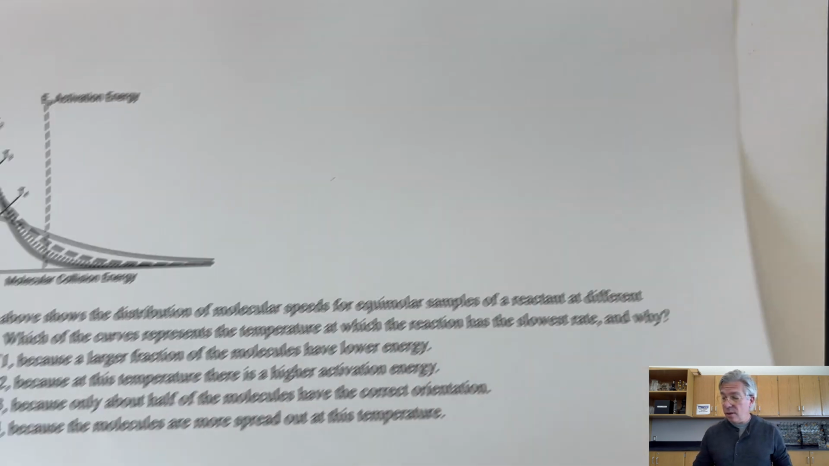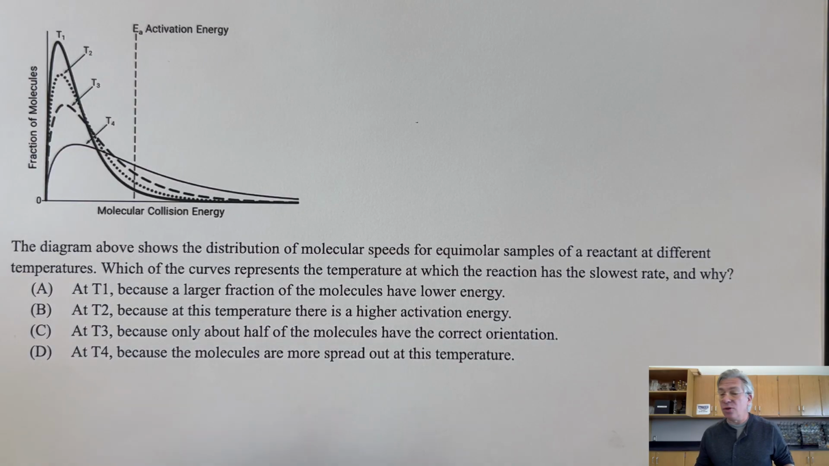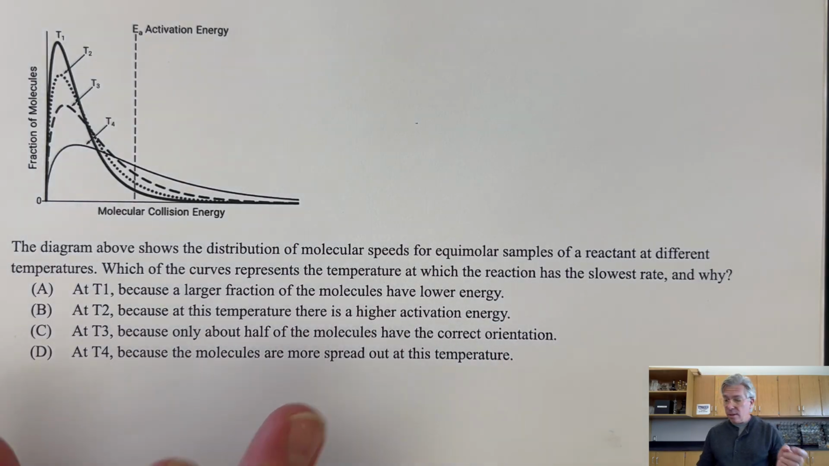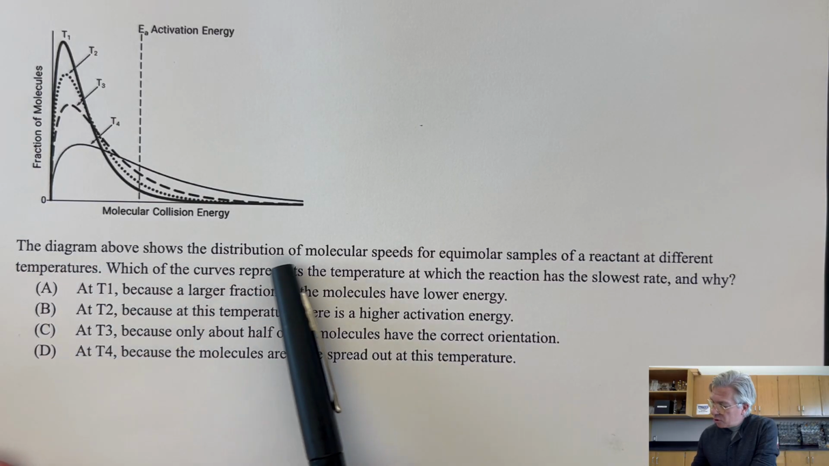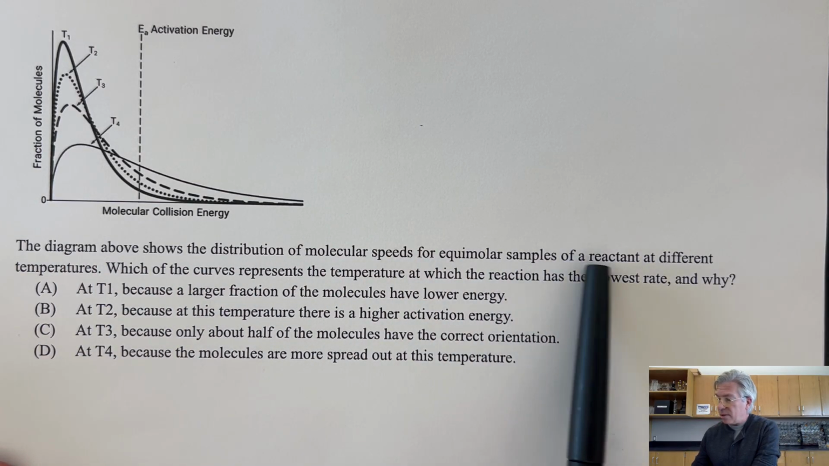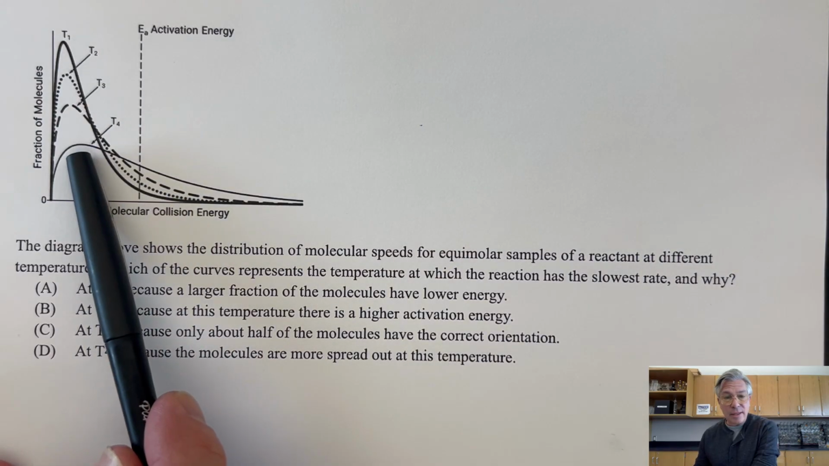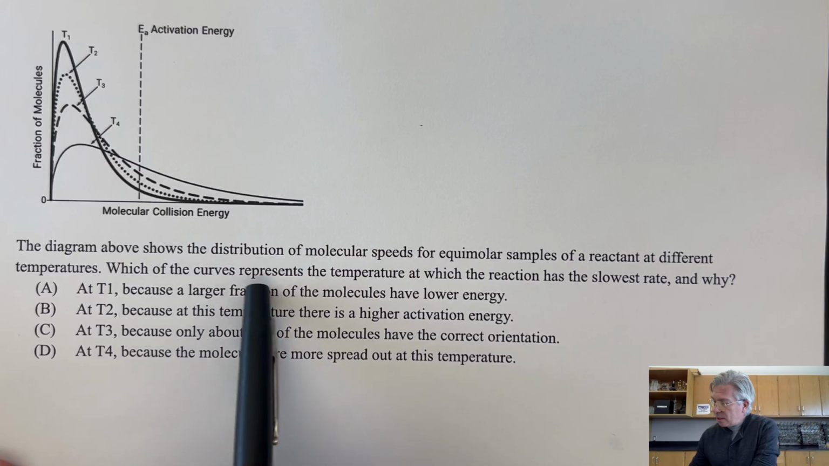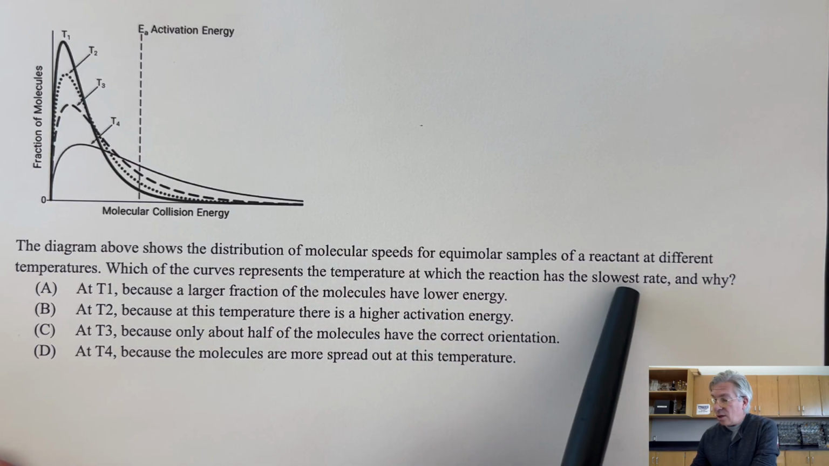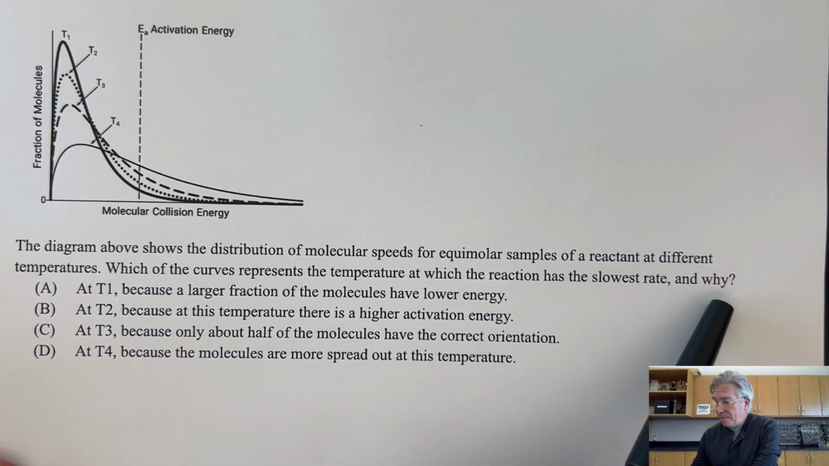My last 2 questions have Boltzmann distributions on them. So we'll do one together, and that's this one. The diagram above shows the distribution of molecular speeds for equimolar samples of a reactant. So these are all the same reactant, just at different temperatures. Which of the curves represents the temperature at which the reaction has the slowest rate, and why?